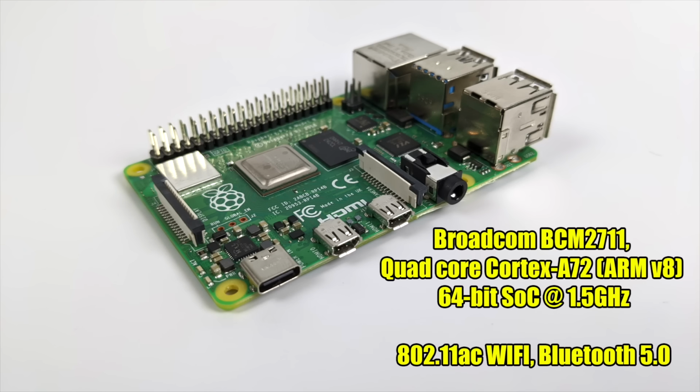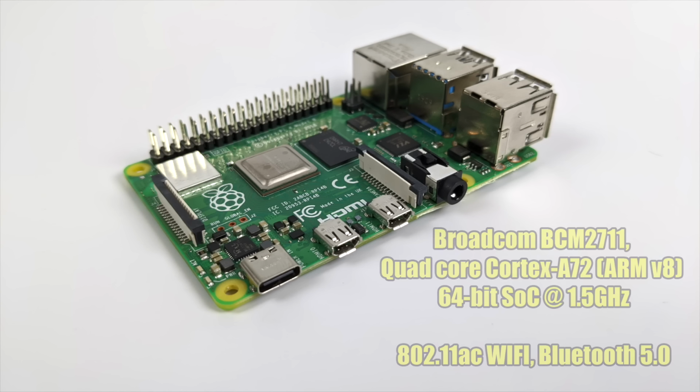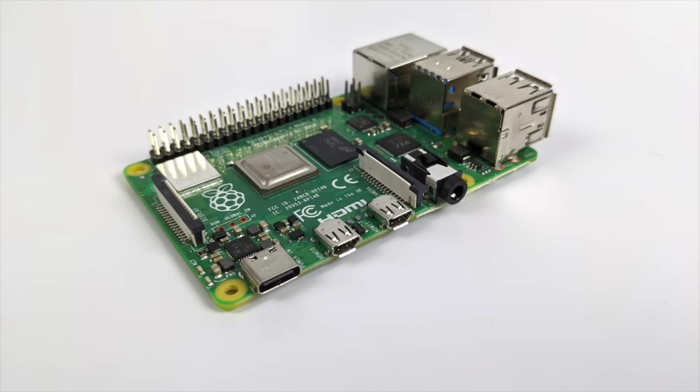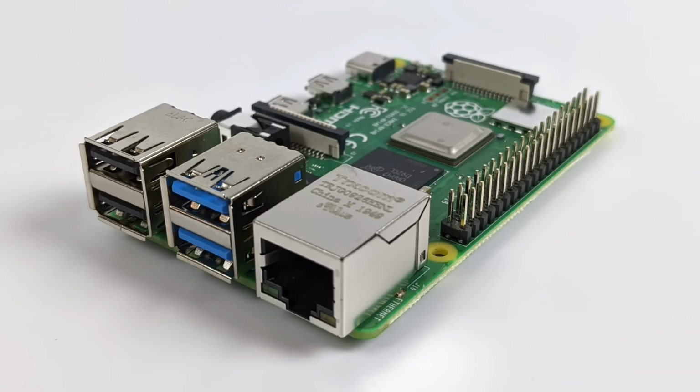The CPU has also stayed the same. We still have that BCM 2711. It's a quad-core Cortex A72 ARM CPU at 1.5 GHz, but we can still overclock up to 2.147, I believe. And we still get that 802.11ac Wi-Fi and Bluetooth 5.0. So all in all, this is basically the same Raspberry Pi 4 with more RAM.